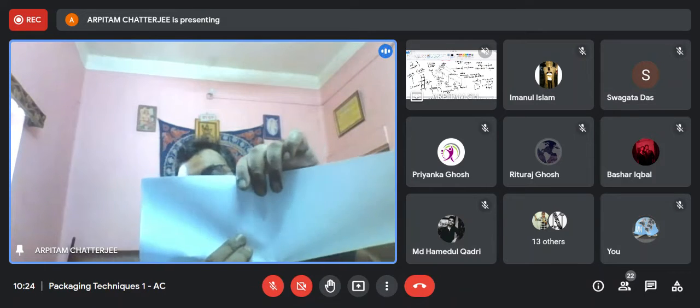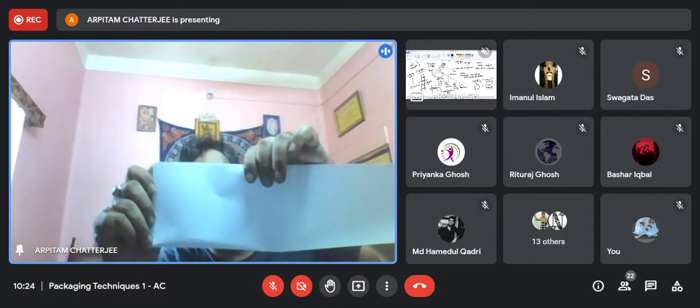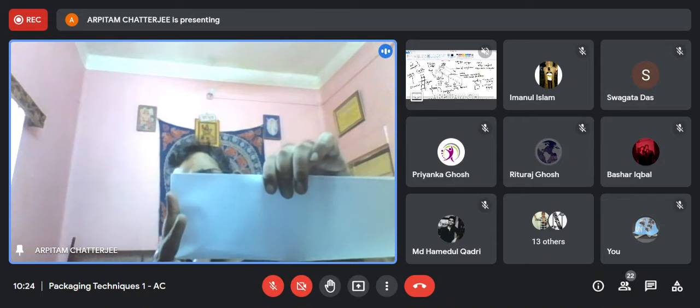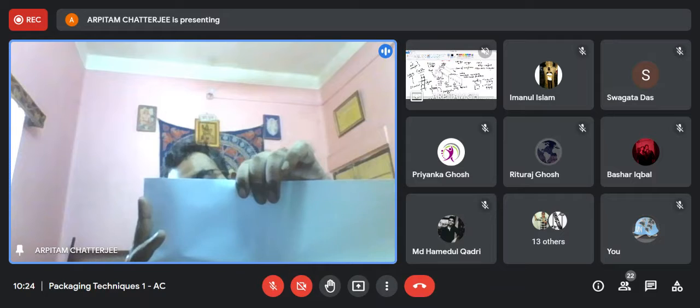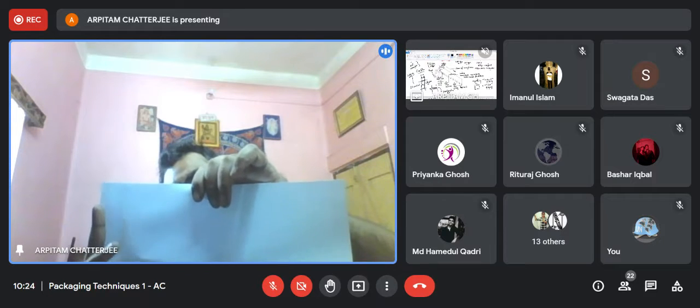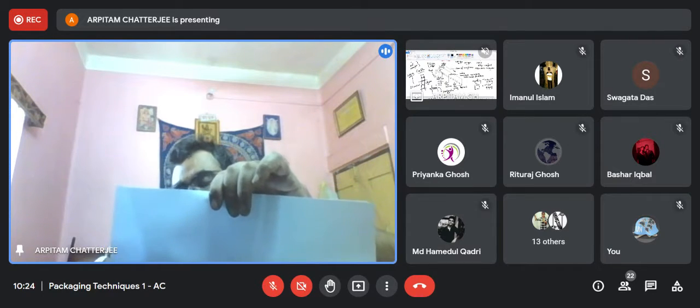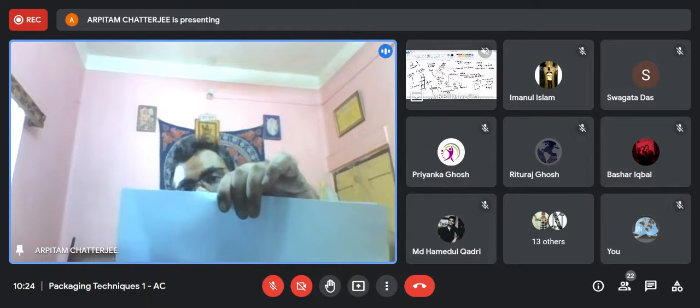So the moment it gets folded, you have a heat sealing arrangement that is going to seal this side. Once this side is sealed, it goes forward. And again, the same sealing arrangement is given, according to the dimension of each pouch.